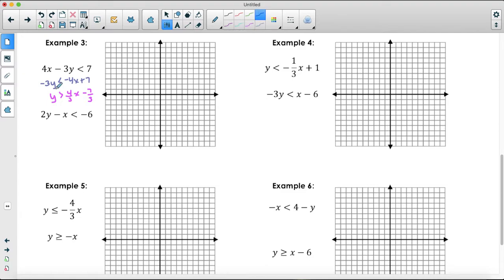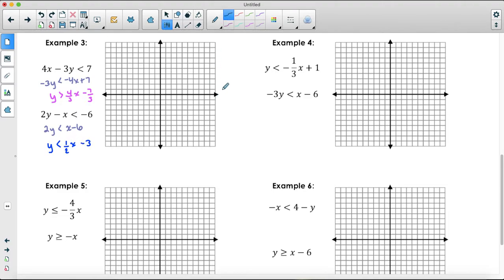Then for our other inequality, we're going to have that one in pink. Our other inequality, we're going to have 2y. We're going to add the x to the other side. We'll have 2y is less than positive x minus 6. Then we'll divide by 2. Since we're not dividing by a negative, we'll keep the inequality as is: y is less than 1/2 x, and then negative 6 divided by 2 is negative 3.